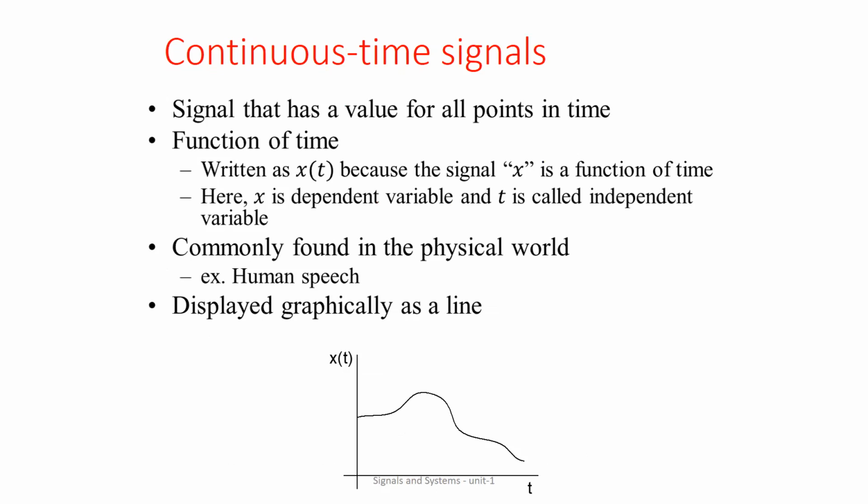Here x of t, where t is the independent variable, can be represented as x of t is equal to sine omega t. If you take the graph between t comma sine omega t, it has the value at each and every point. And we can take the example of human speech here, and we are showing the graphical representation as shown in the figure.